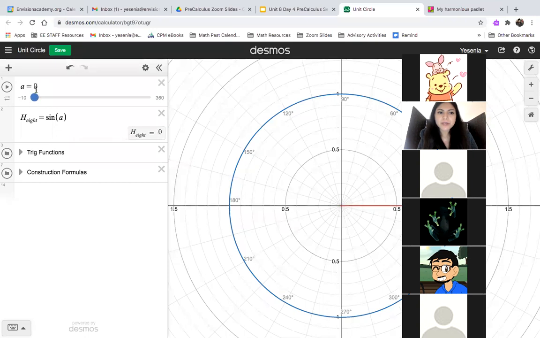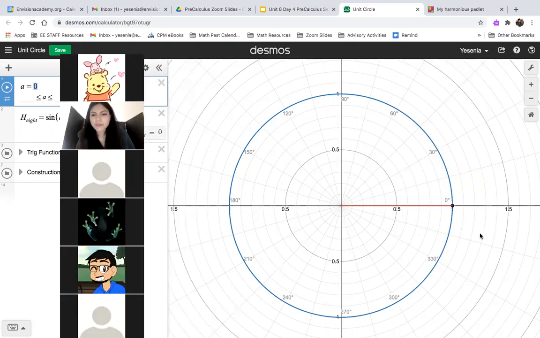Basically, see this A right here that's moving, this is representing degree measure. This right here is a unit circle, but you want to notice it doesn't have any radians on it. It just has degrees on it. And as I use this tool and slide my A, you all noticed last time that this was creating a right triangle. So if we're using our proper vocabulary, we start right here. This is the initial side on the positive x-axis. And when I start to lift it, that second side right here, where my mouse is at, this is your terminal side.